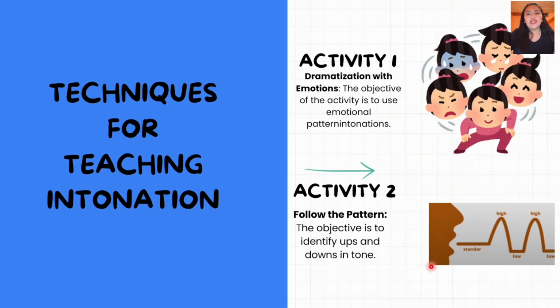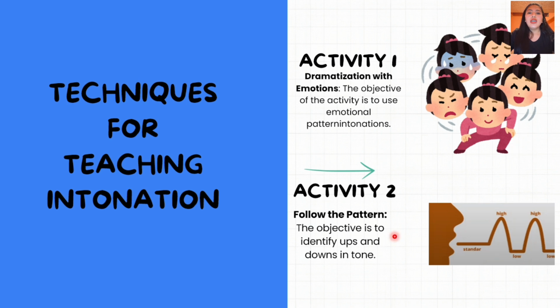Techniques for teaching intonation. Intonation can be addressed with the following activities. Activity 1. Dramatization with emotion. Students identify changes in tone and identify the emotion, for example, when expressing a surprise or question. For example, in sentences like, "Tomorrow we are going on a trip," students interpret the sentences with different emotions, happy, angry, or sad, to notice how the intonation changes.